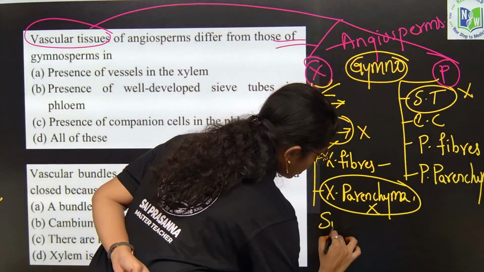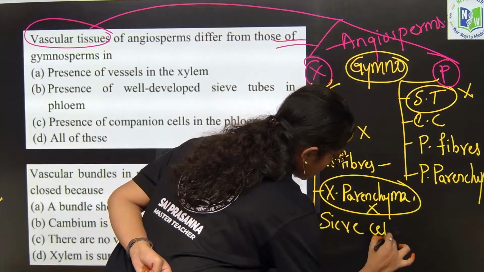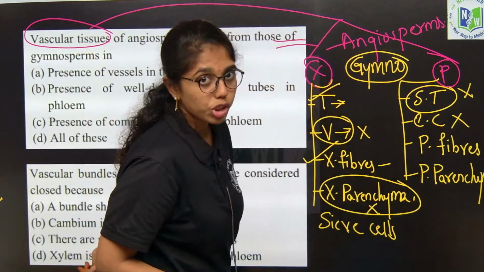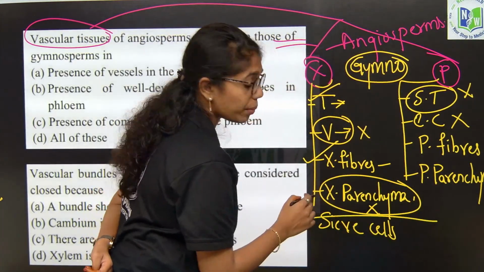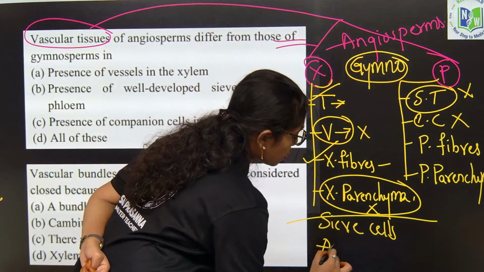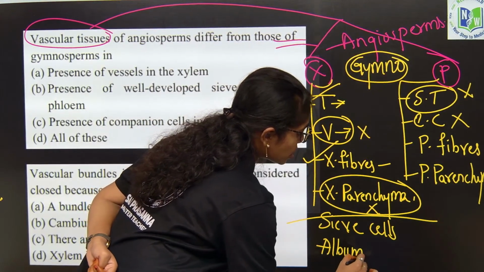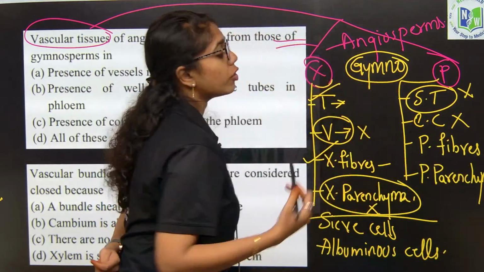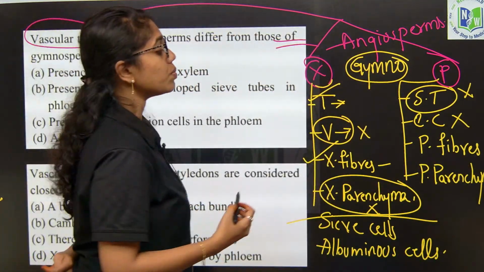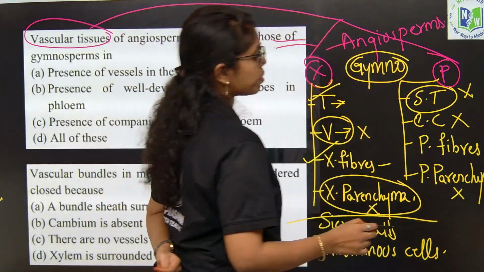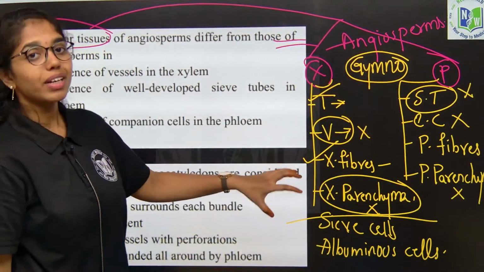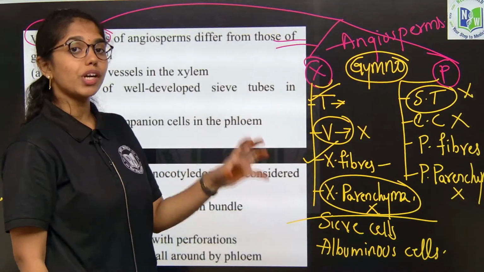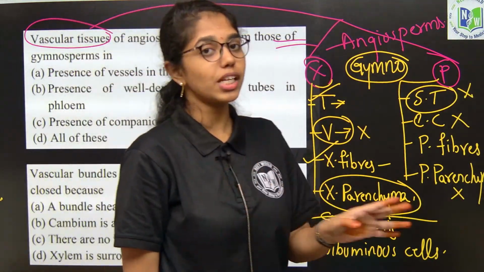Sieve cells. Companion cells are absent in gymnosperms. In the place of companion cells, in gymnosperms you have albuminous cells. Phloem fibers are present in gymnosperms. Phloem parenchyma is absent in gymnosperms. Clear, right beta? Clear with vascular tissues presence and absence both in angiosperms and gymnosperms.